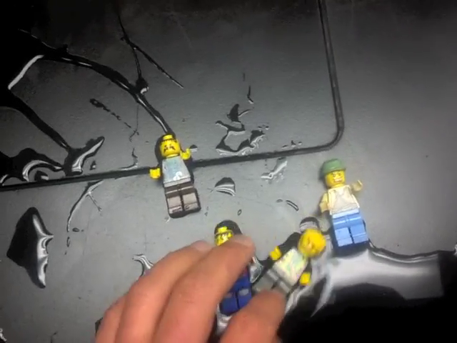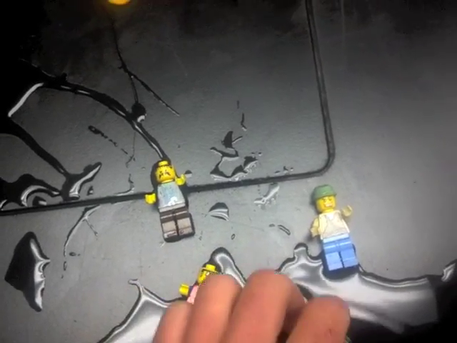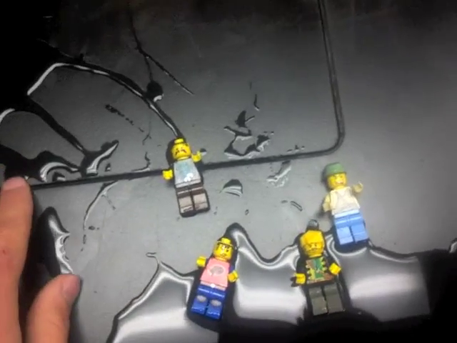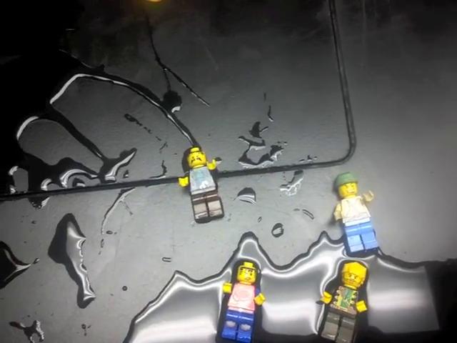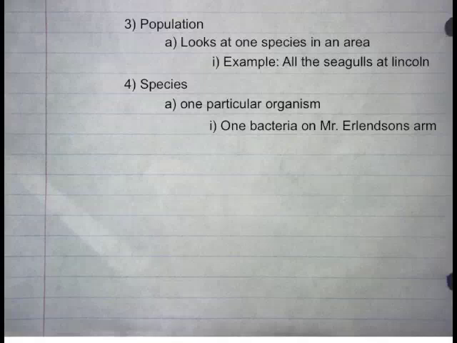We would then just have a group of people. This would be considered a population of people. Just like when you come into San Jose, you see the sign that says population. That's counting the total amount of people in the area, or just one species.